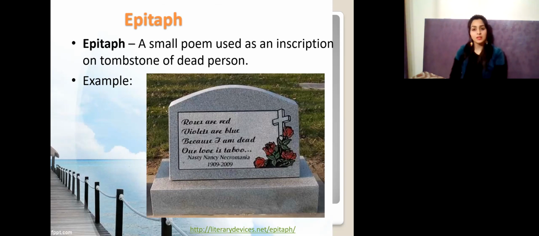Let's see an example that is given on the slide. Roses are red, violets are blue. Because I am dead, one love is taboo. You can see how sweet. Like these things are described in two to three lines maximum, a few lines, not more than that, put into an epitaph. As an example, you saw this. Even nowadays, normally living people can describe themselves in a few lines, like a poem.